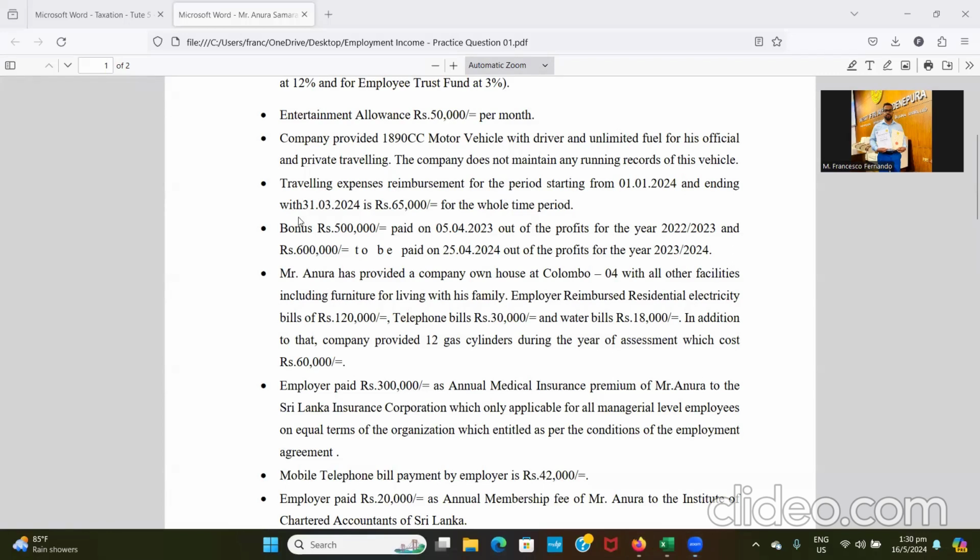Okay, I'll read. Bonus 500,000 paid on 5/4/2023 out of the profit for the year 2022-23 and 600,000 to be paid on 25th April 2024 out of the profit for the year 2023-2024, right?